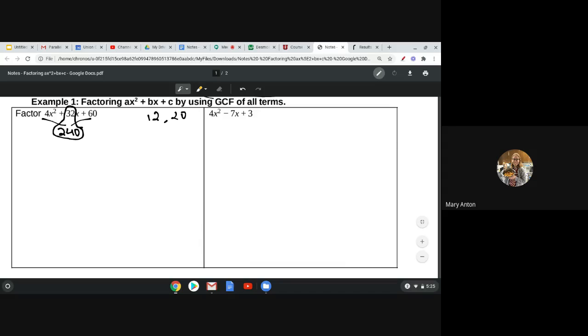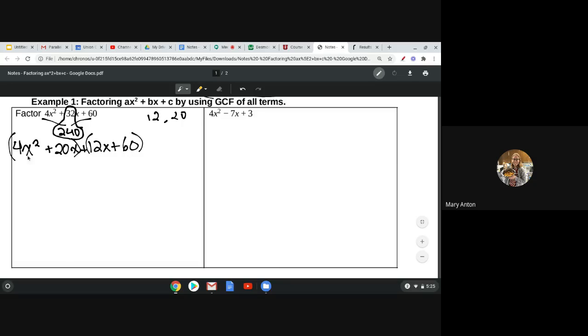12 and 20 are our solutions here, which means we can write this as 4x squared plus 20x plus 12x plus 60. So do you see how we just broke up that 32x into a 20x and a 12x? We didn't change the value of this expression. We're just manipulating it so that we can now factor. Now I'm going to split this up into 2 different parts and factor each part.